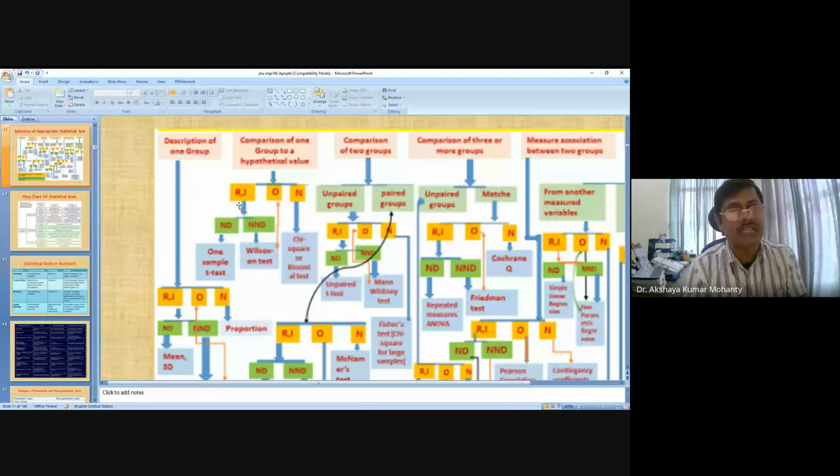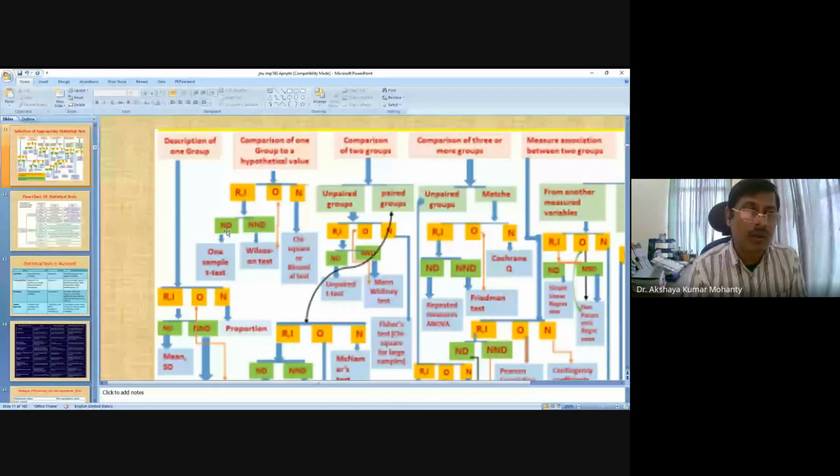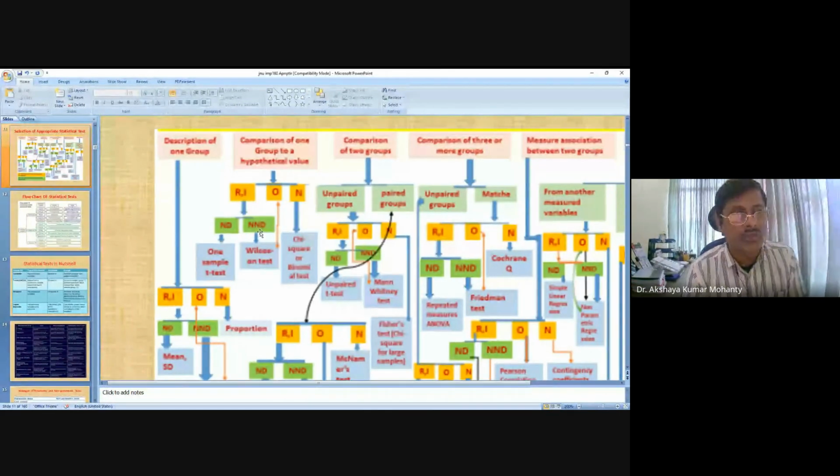Only the same four scales are there: ratio, interval, ordinal, and nominal. Ratio and interval mean one category, ordinal is the second category, nominal is the third category. In the ratio and interval category, we also have two options: one is normal distribution, another is non-normal distribution.